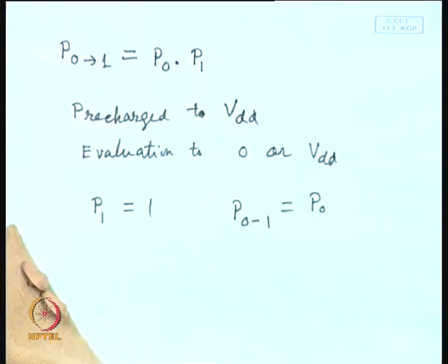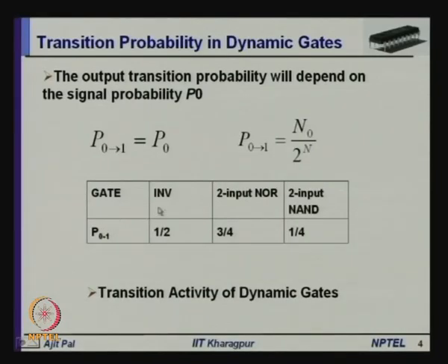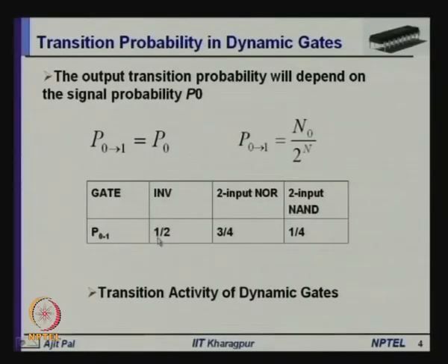As you can see, for different types of gates, this is the switching or transition activity. For an inverter it is 1 by 4, and you may recall that for static CMOS circuits it was 1 by 4, not half. It was because P0 is half for an inverter, because the output may become 0 or 1, so the probability of becoming 0 is half and the probability of becoming 1 is also half, and as a consequence P0→1, that is the switching activity, was 1 by 4. But in this particular case, for an inverter it is equal to half, not 1 by 4.